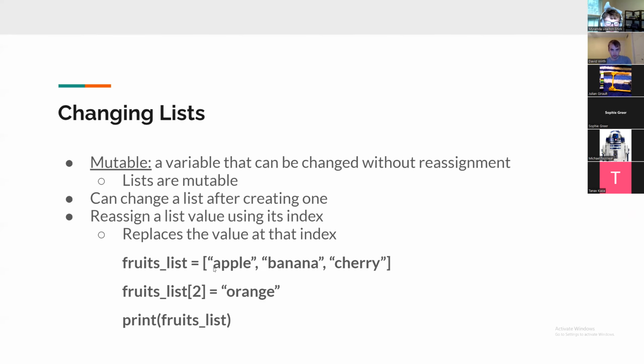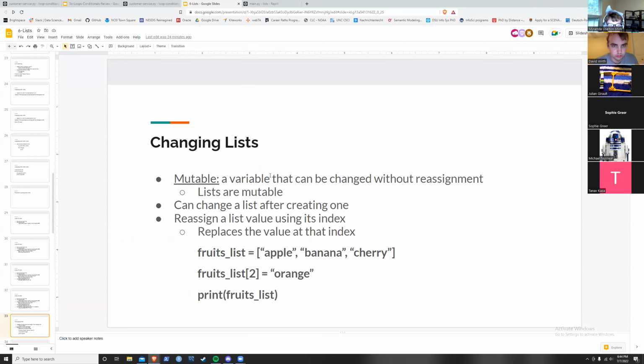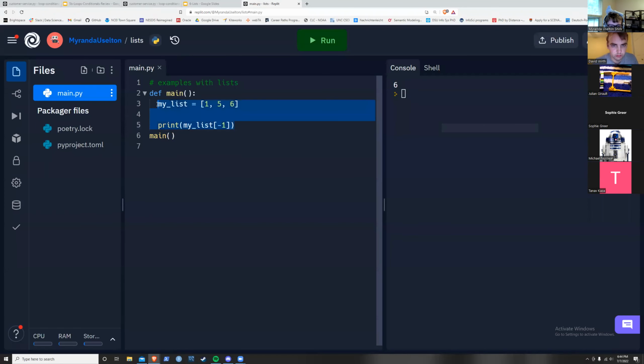So if we have fruits list equals apple, banana, cherry, and then let's say we want to change one of the items in that list, we can reassign it just by accessing the item. We can say fruits list at index 2 is now equal to orange. Now if we print fruits list, it will replace whatever is at index 2, which is cherry in this case, with orange. So I'm going to show you that real quick.